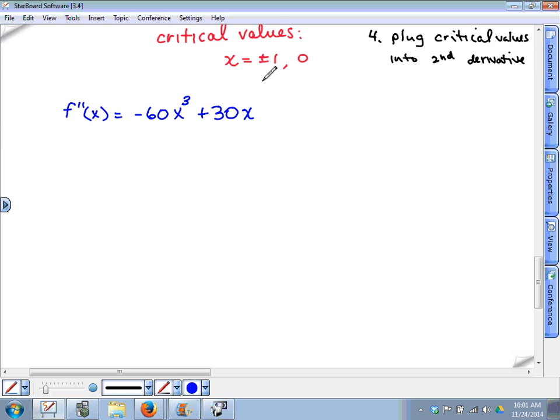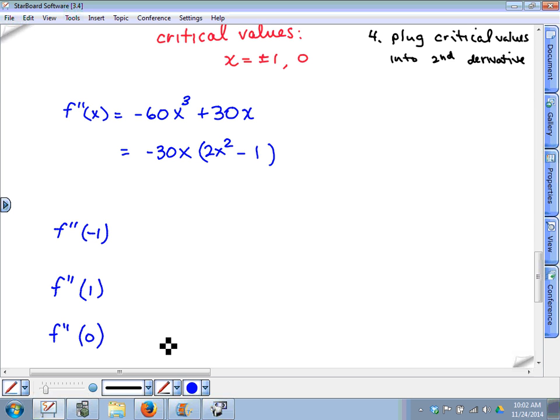Now we plug in our critical numbers. You could either do it here, or if you wanted to simplify this, I suppose you could take out a negative 30x, leaving 2x squared minus 1. So you could factor it if you wanted to. It's not super necessary. But we need to find the value of f double prime of negative 1, f double prime of positive 1, and f double prime of 0.